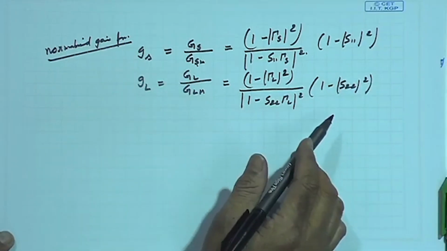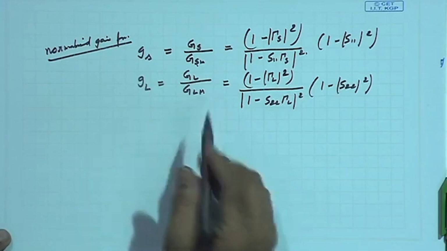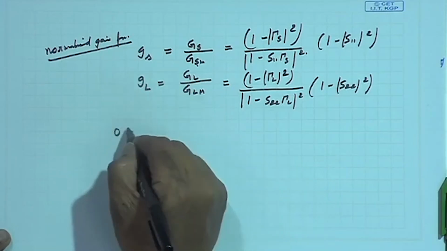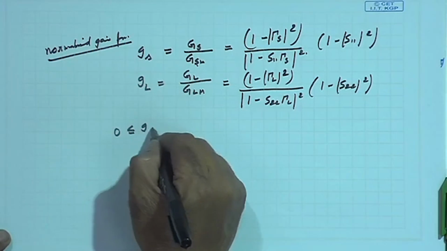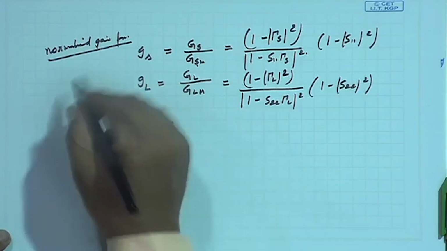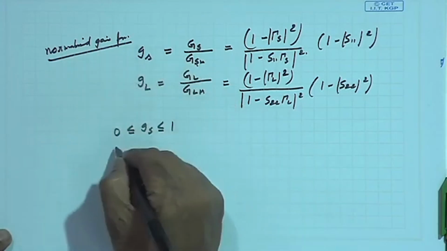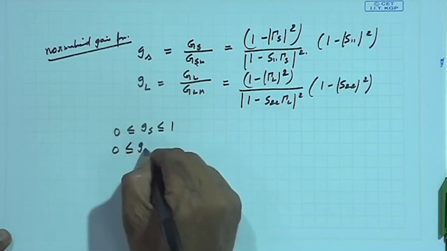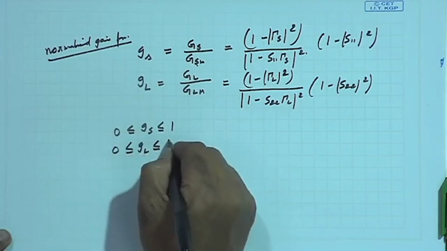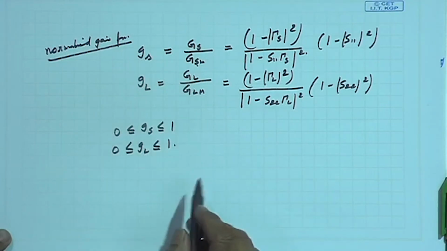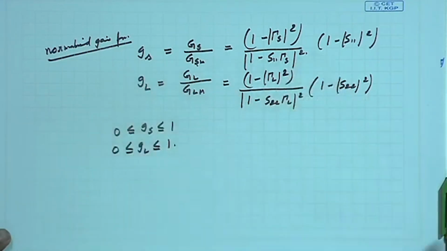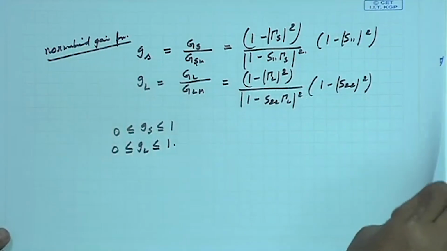Very elegant, and this is the benefit of normalization: these normalized gain functions lie between 0 and 1. Now, you see this one I can just manipulate, as I have done in the case of conjugate matching.